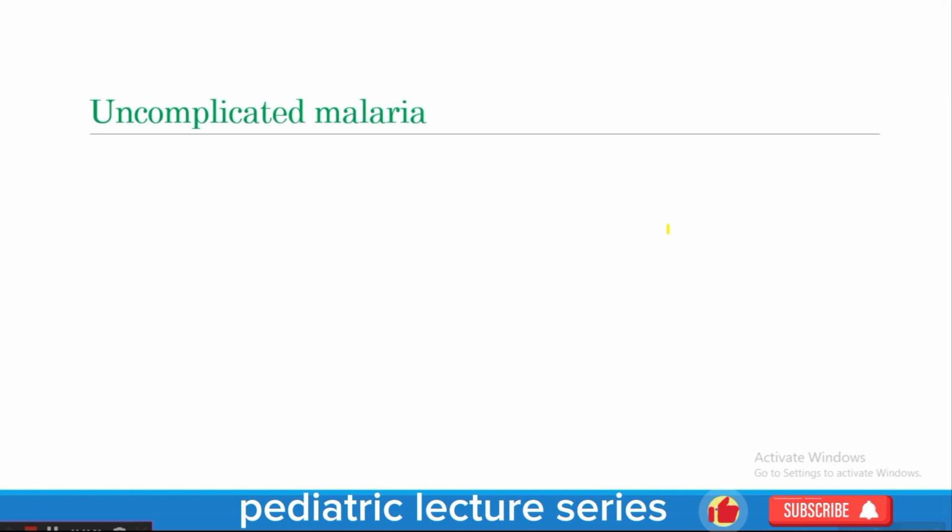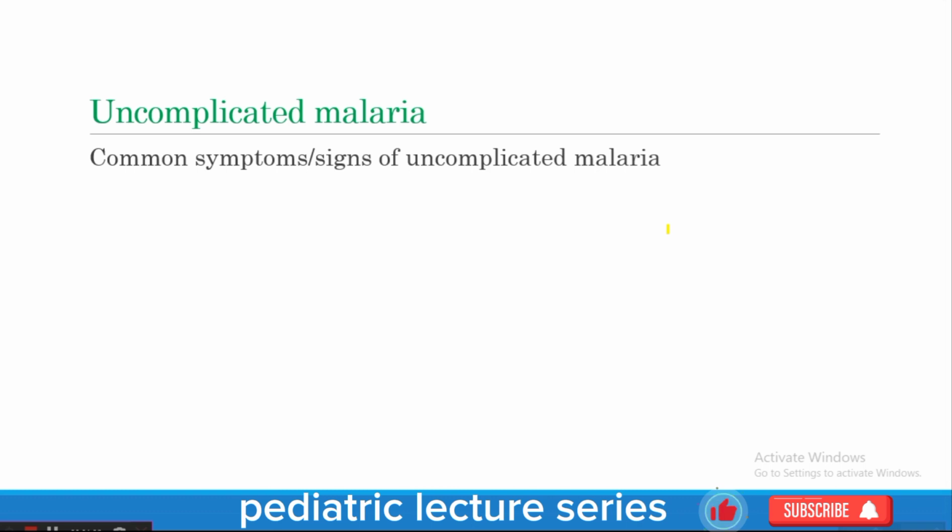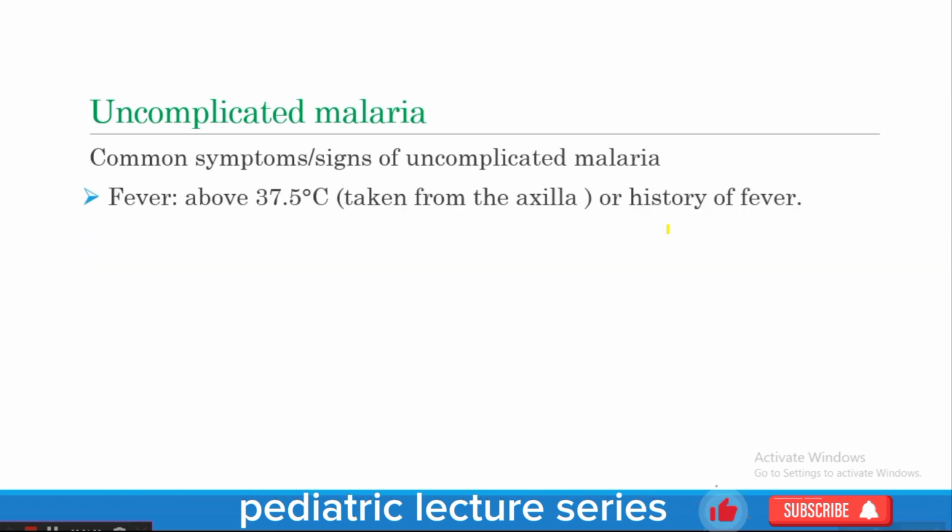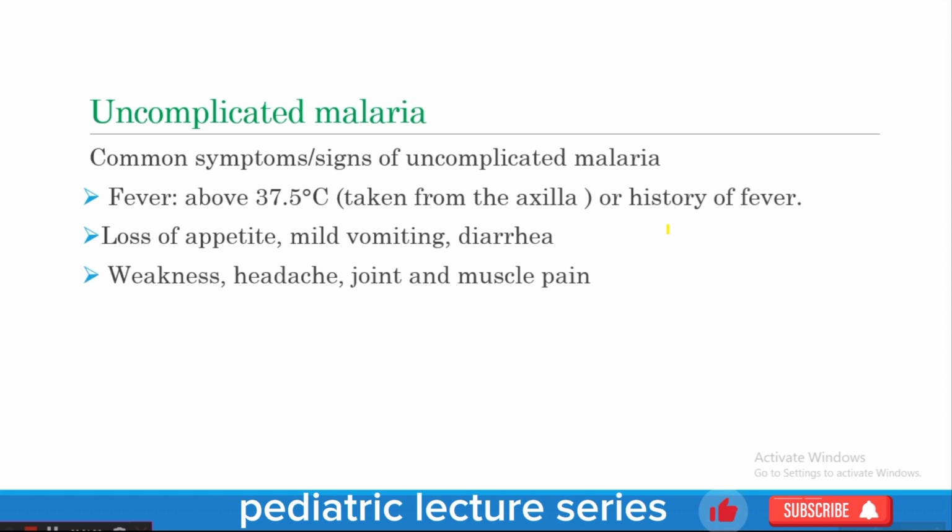Let's look at features of uncomplicated malaria, as we shall use them to contrast with features of complicated malaria. So the patient will present with fever that's above 37.5 degrees Celsius or history of intermittent fever, and then loss of appetite, mild vomiting, diarrhea, might have headache, they'll complain of general body weakness, muscle and joint pain.